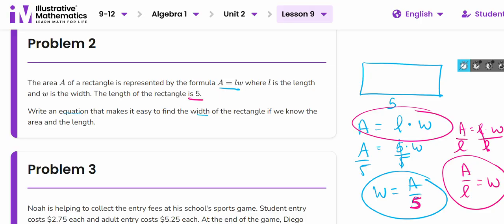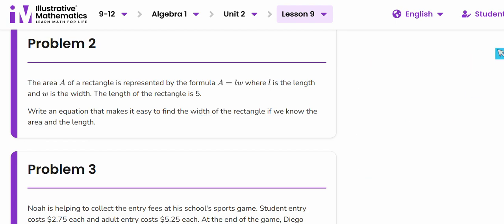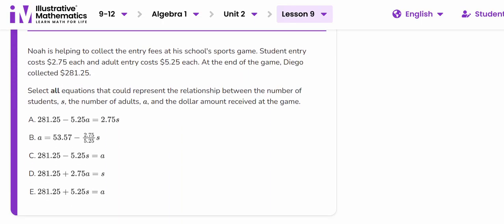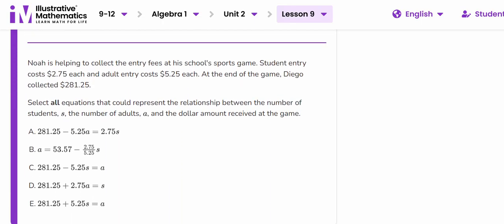But again, we're solving for a specific variable in a formula, which is a super useful skill that I promise you will see over and over again. So it's a good idea to learn it now.